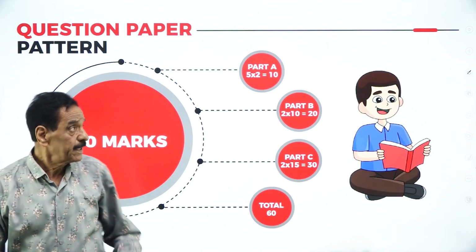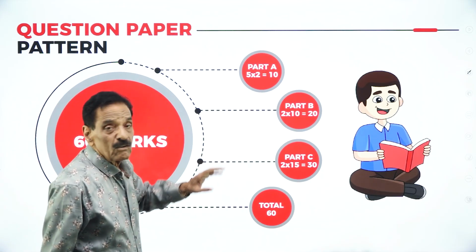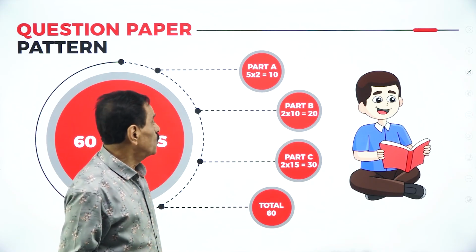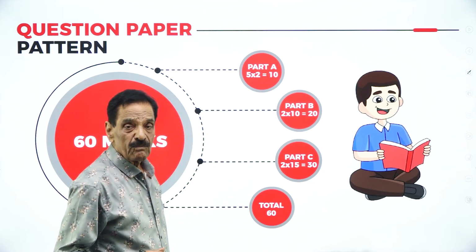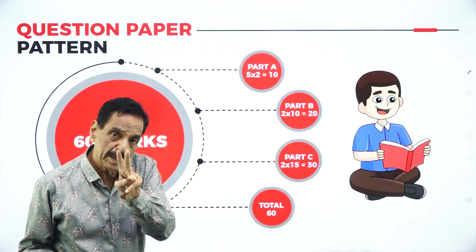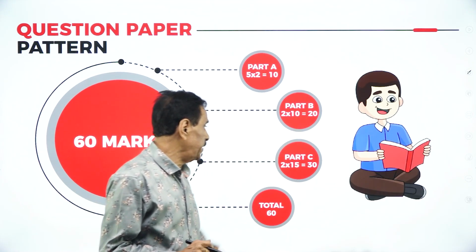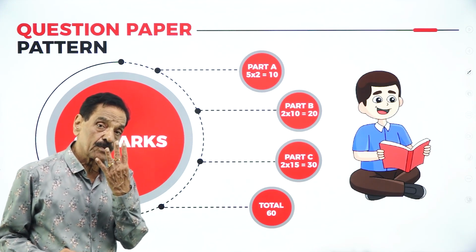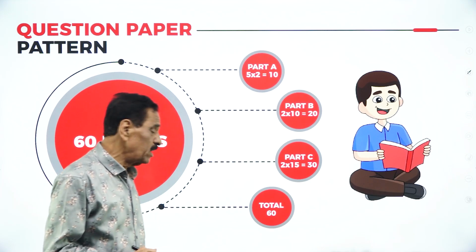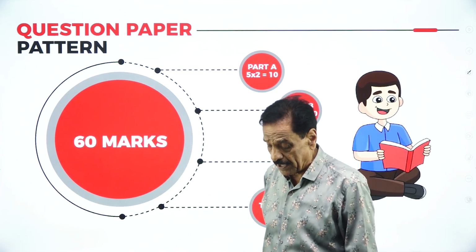Question paper pattern, totally 60 marks. 2 marks questions, they will ask 7. You have to answer any 5, 5 into 2. 10 marks questions, they will ask 4. You have to answer any 2, 10 into 2, 20. 15 marks questions, they will ask 4. You have to answer any 2, 15 into 2, 30. Totally 60 marks coverage is there.